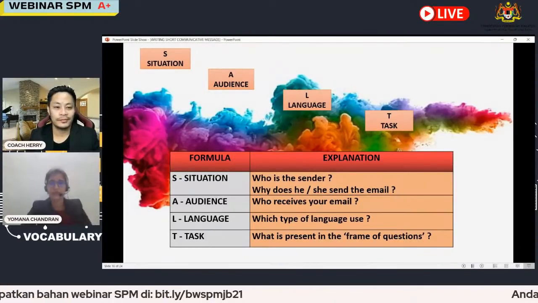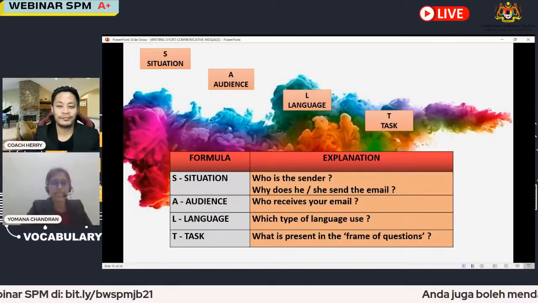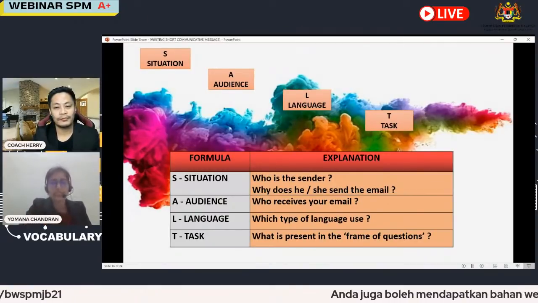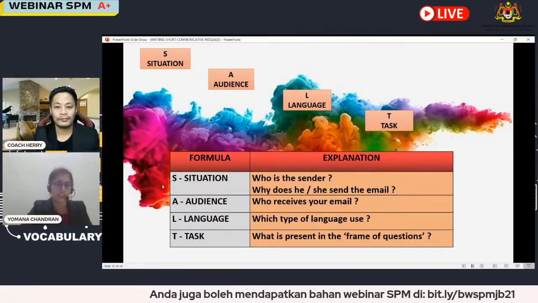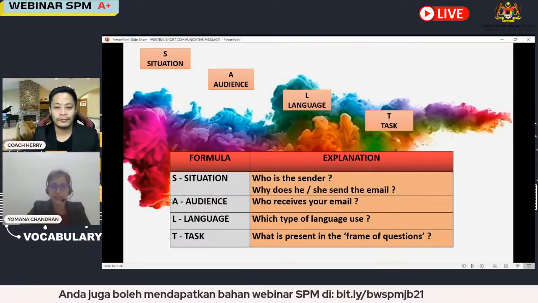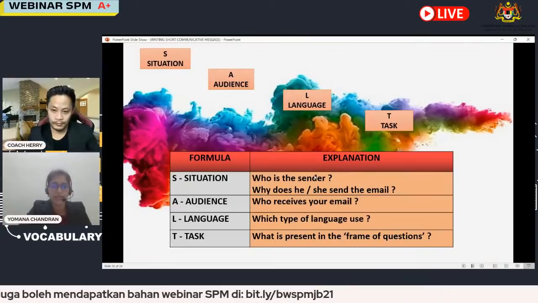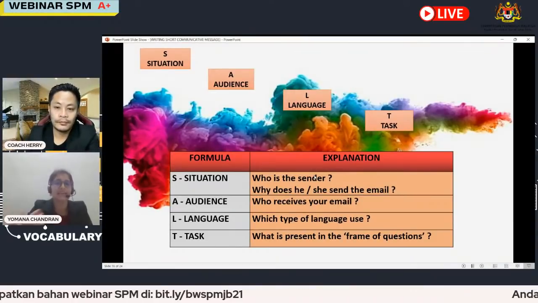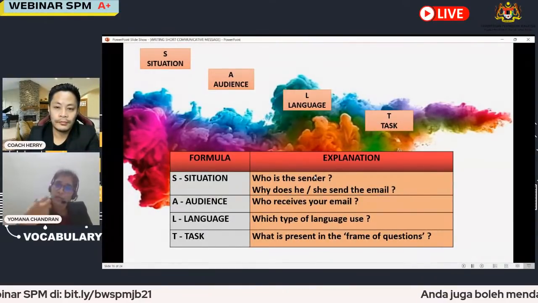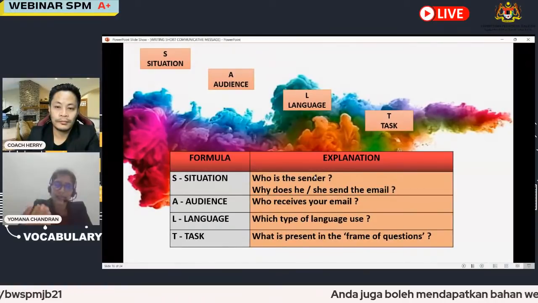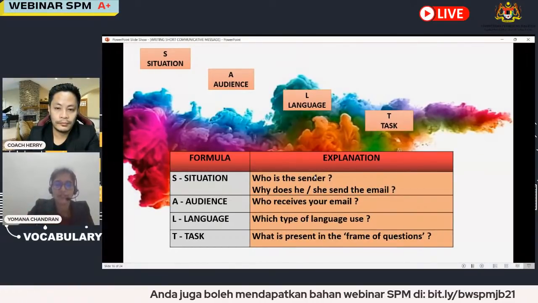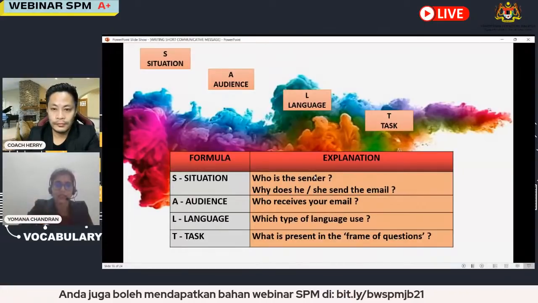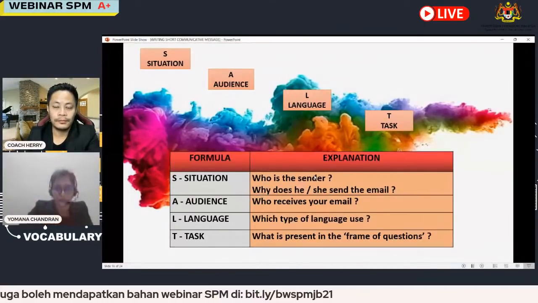All right, okay. So talking about SALT, each element here has its own explanation. When we are talking about situation, it refers to first who is the sender and why does he or she send the email to you. So we are looking at what is the underlying issue in the question itself. From there, that's when we can plan our response. So that is what situation means.